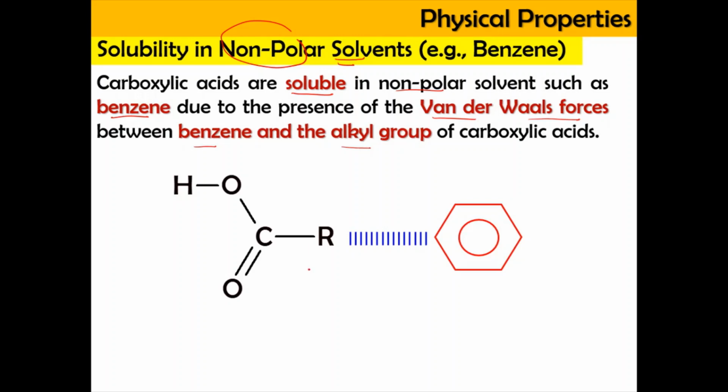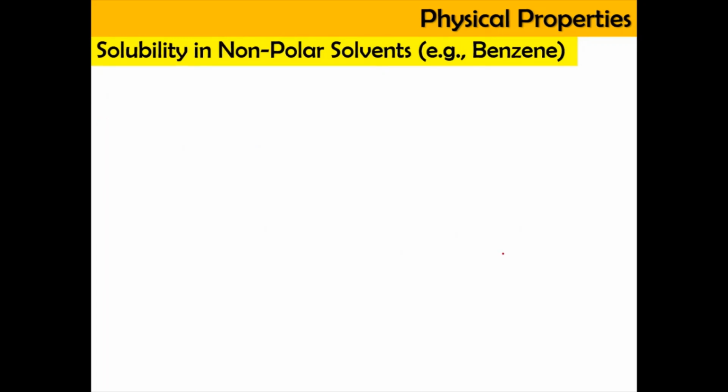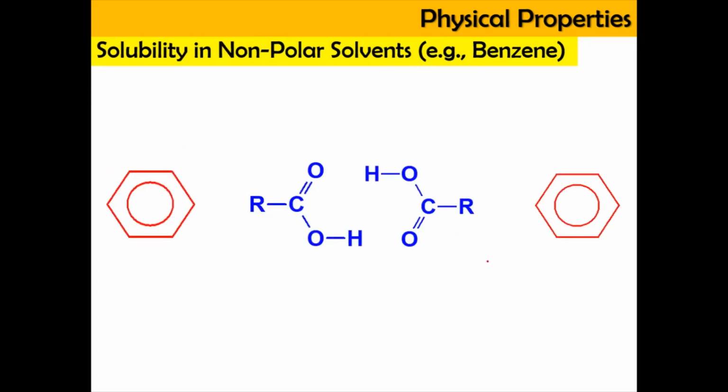They are going to form van der Waals forces between the alkyl group of the carboxylic acid as well as the carbon of the benzene ring. And the van der Waals forces here cause the carboxylic acid to be soluble. And here is the bigger interpretation of the carboxylic acid with the benzene ring. Essentially, when the carboxylic acid is in the beaker, it can form a hydrogen bonded dimer.